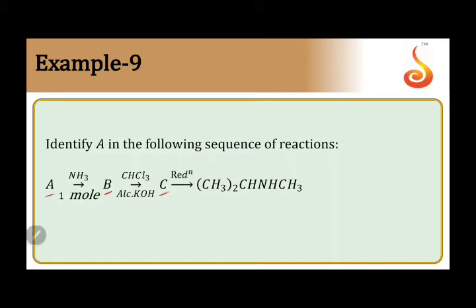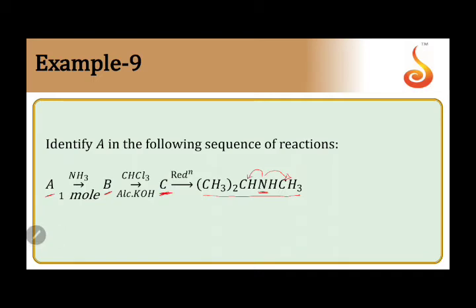As we know the structure and we know some information about the last product, we can work this reaction backward. This amine is a secondary amine. The nitrogen here is attached to 2 carbons. This secondary amine can be obtained by reduction of which compound?